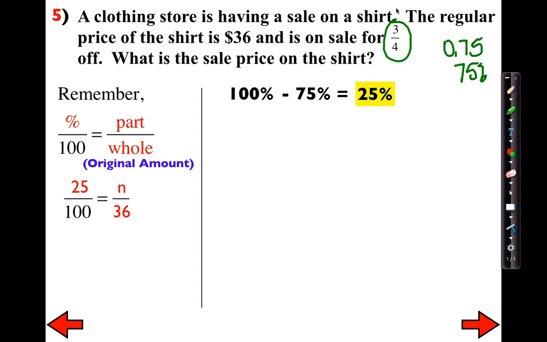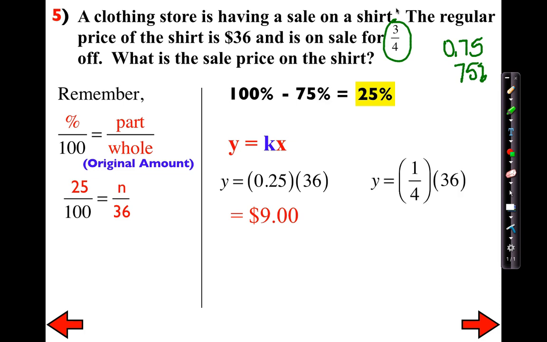So that's one way to solve it. Or you can go ahead and use your equation, y equals kx, where y, we don't know the new price, which is your sale price on the shirt, so we're going to leave y. But we know k is going to be 25/100ths, which is 0.25, times, of course, the original, which was 36. Now, if you multiply that, you're going to get $9. That means that shirt only costs $9, which is pretty good. Now, you can also have left everything using the fraction, and you still would have gotten 9 as well.